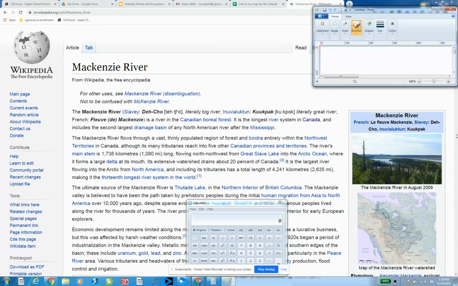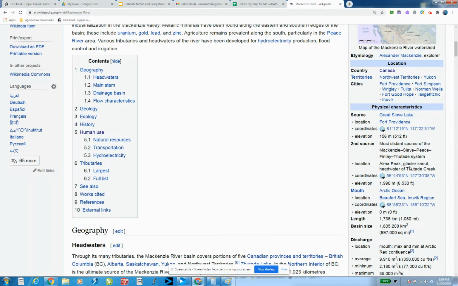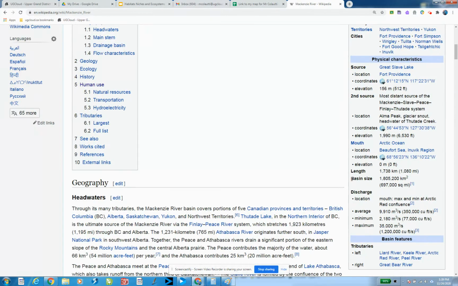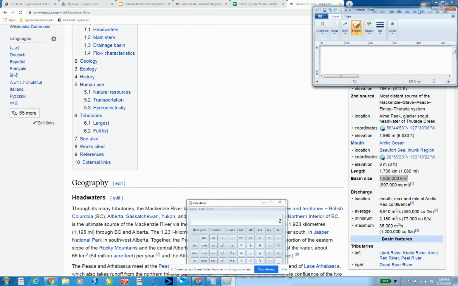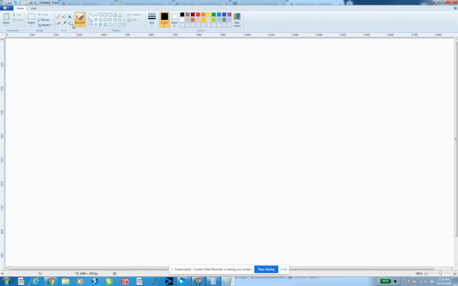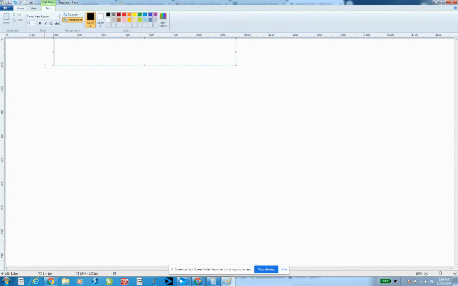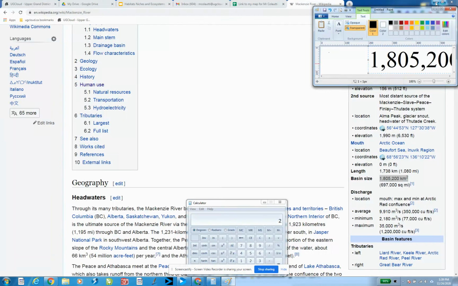Step 1, let's find the size of the river basin. It'll be right along the side here. There it is, 1,805,200. So I'm just going to take the basin size and copy it. I'm curious what'll happen if I try to paste it into the calculator. Nothing. So we're going to have to write it out by hand. So let's pop her in here. Okay, I just stuck it in paintbrush, so we've got a record of it.